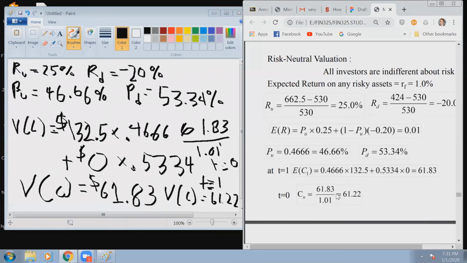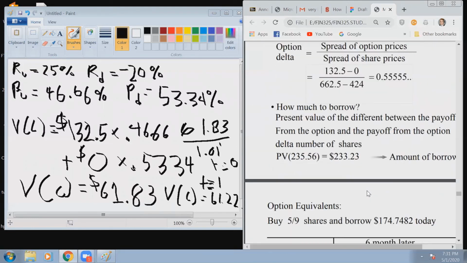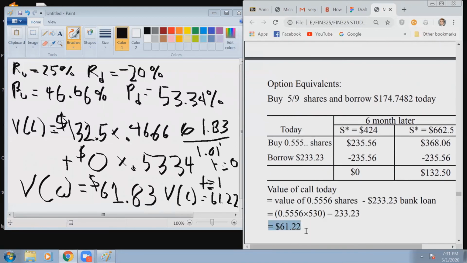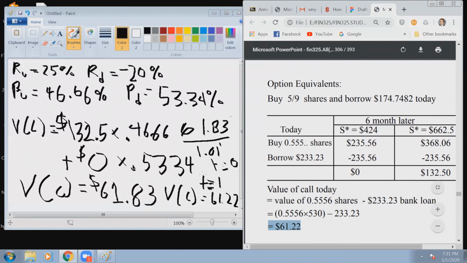I know it's kind of hard to see, but you can see it right here as well, $61.22. The same exact value that we got up here for our value of a call using the option equivalent method.